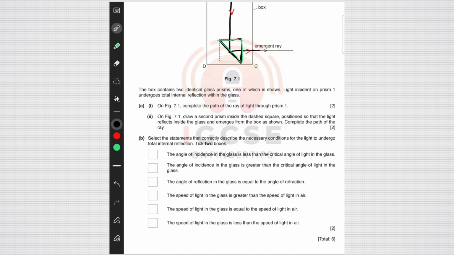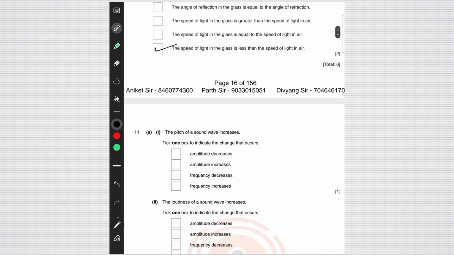State the statements that correctly describe the necessary condition for light to undergo total internal reflection. Tick 2 boxes. The angle of light incident on the glass is less than the critical angle. The angle of light incident in the glass is greater than the critical angle of light in the glass. Okay. The angle of reflection in the glass is equal to the angle of refraction. No, it's not. The speed of light in the glass is greater than the speed of light in air. It's not. The speed of light in glass is equal to the speed of light in air. It's not. The speed of light in glass is less than the speed of light in air.